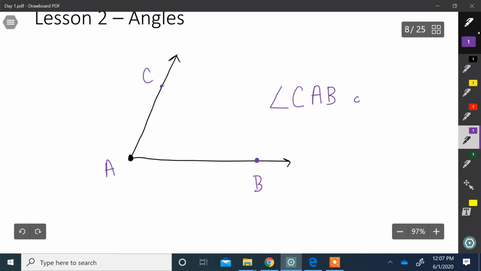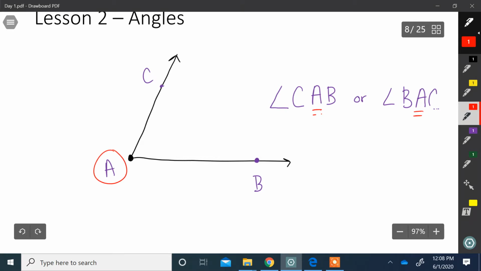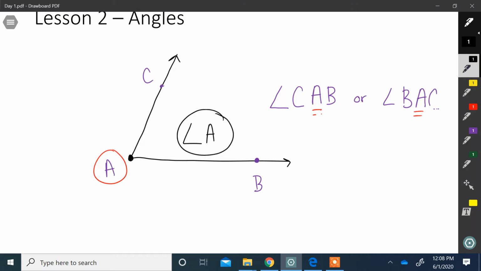Another way to write that is BAC. Now what you really have to notice in here is that the A is the one in the middle, okay? It's always the one in the middle. Another way I could write this is, well, this is just angle A. Okay, so three ways of writing this angle A.